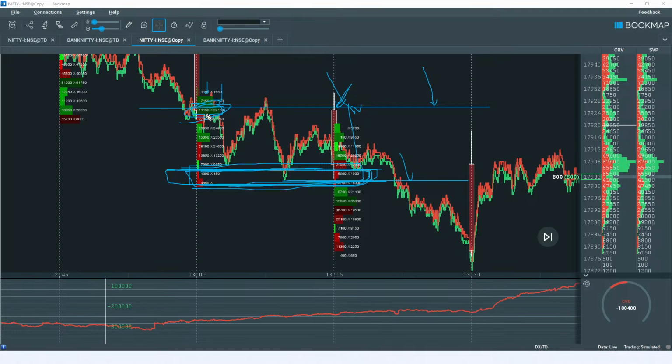All right, so how can we combine both pieces of information? Well, I try to monitor the overall footprint charts in a separate window itself.